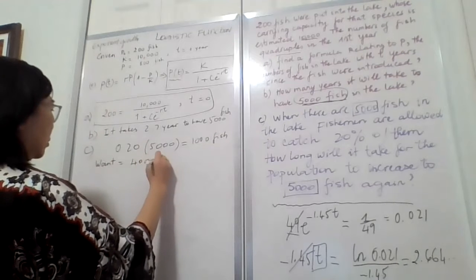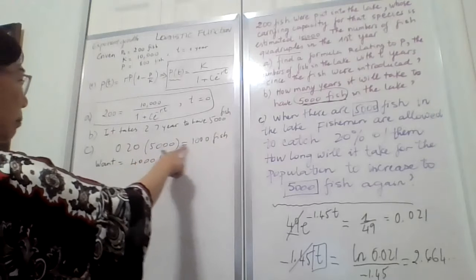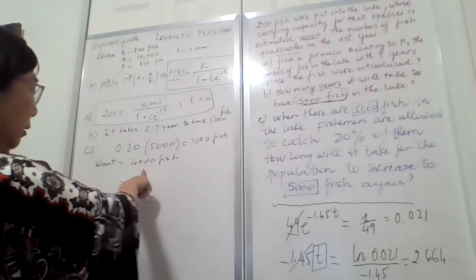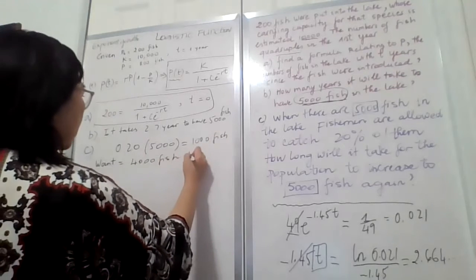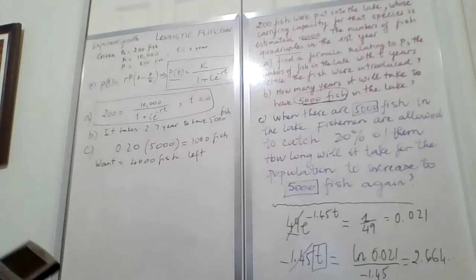4,000 fish. Because 5,000 minus 1,000, right? Because they catch 1,000, so there's only 4,000 fish left in the lake, right? 4,000 fish left because they catch 1,000 of them. How long will it take for the population to increase to 5,000?